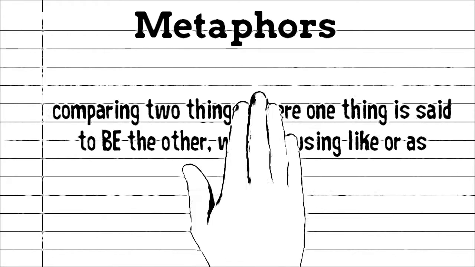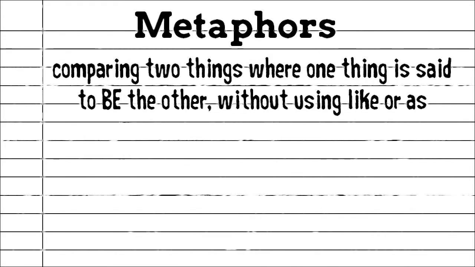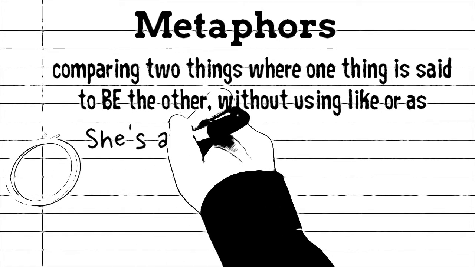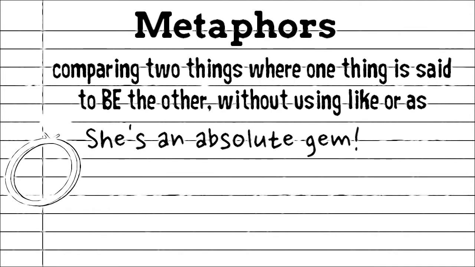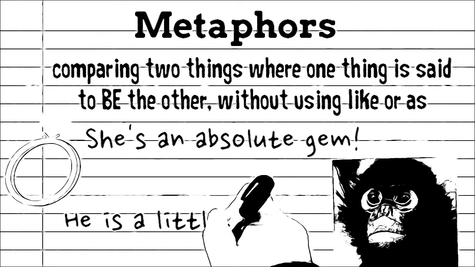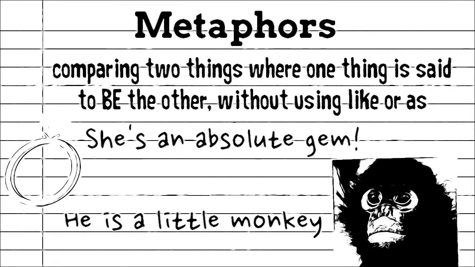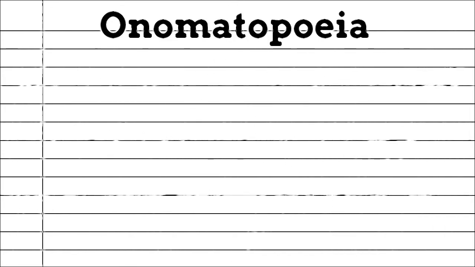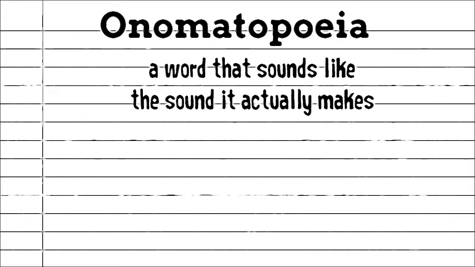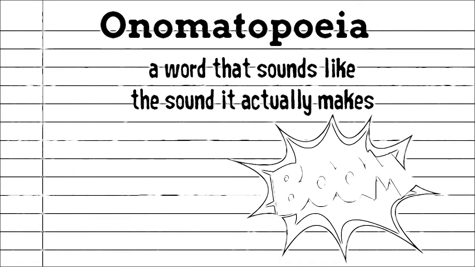Metaphors: comparing two things where one thing is said to be the other without using like or as. She is an absolute gem. He is a little monkey. Onomatopoeia, a word that sounds like the sound it actually makes. Bang, boom.